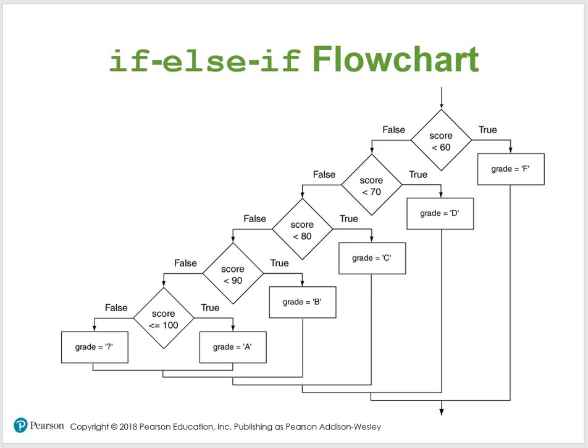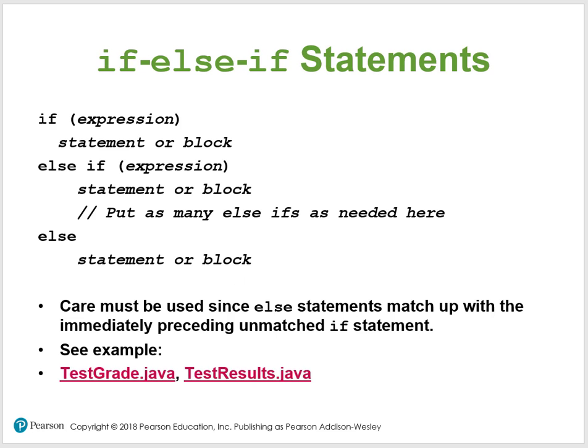And this flow chart basically shows a good way to use if-else if: ranges of scores or ranges of grades, in this case. So let me pause here. I'm going to pull up the test score. This one is the test grades and test results. I'm going to actually pull it up for you to take a look at.